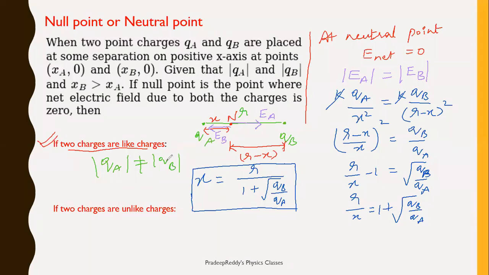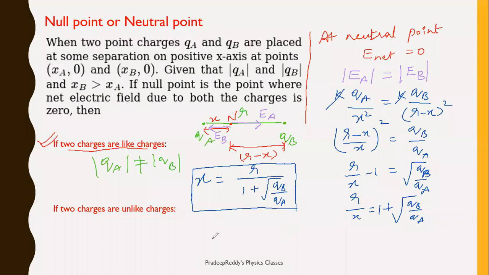Say like QA is 10 coulomb, QB is 100 coulomb. They are separated by a distance of 100 centimeter. Find out the null point. So what you will do, simply R equals 100 you will substitute, and QA, QB, those charges you will be substituting over here, so that you can get the X value, right? So if two charges are like charges, the null point will be lying in between those two charges, right?